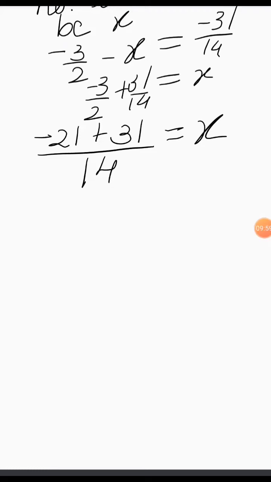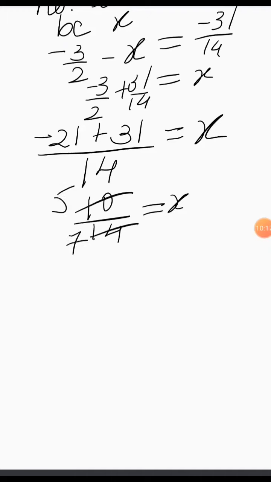Now solve. One negative, one positive: in addition and subtraction, you have to subtract. So 31 minus 21 will be what? 10 by 14 is equal to x. And now just simplify. 2 5s are 10, 2 7s are 14. So what you are getting, children? x is equal to 5 by 7.